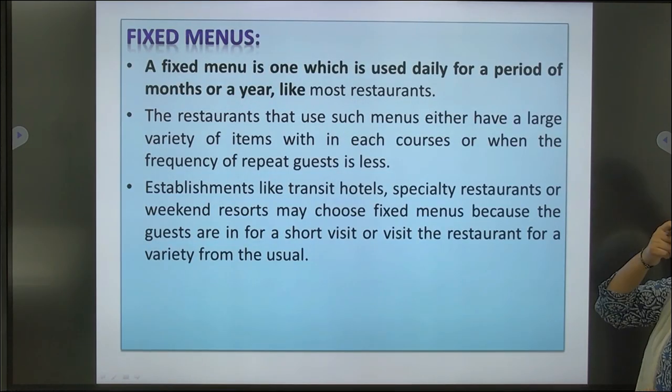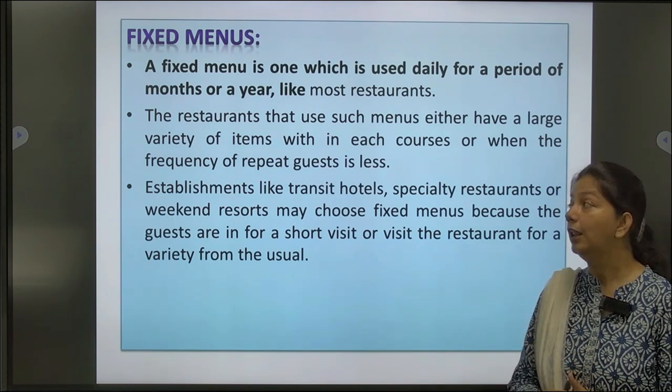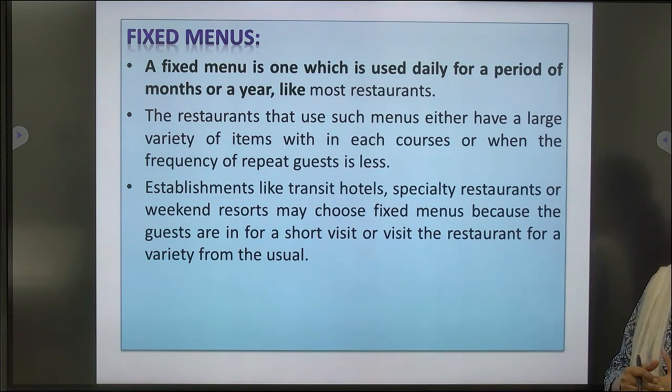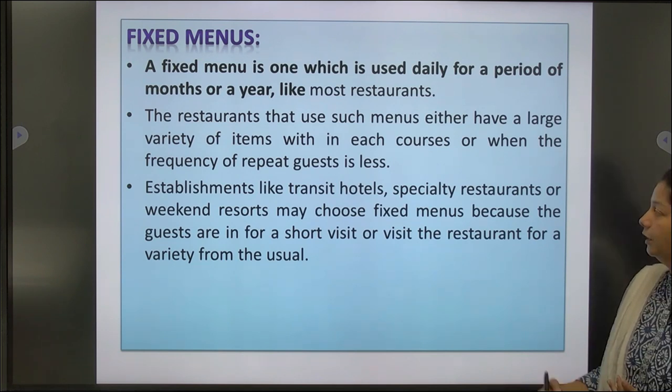Then we come to fixed menu. Some menus are fixed. They keep on repeating all day, like the menus of jail, the menus given to the prisoners. The menus are fixed and they keep on repeating all the days.